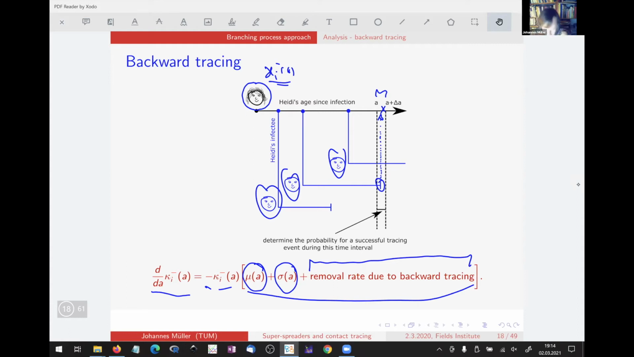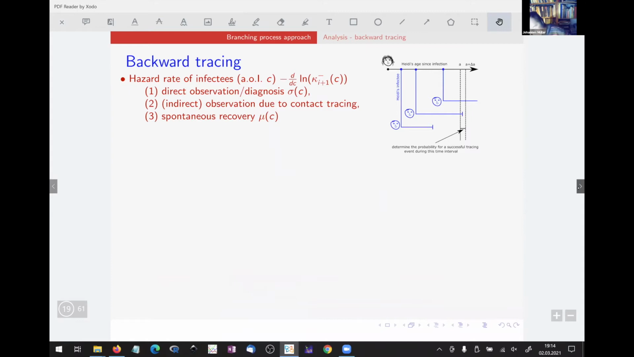The problem is that this might happen not only because this guy is directly observed, but it might be that this guy has also produced a secondary case, and this guy, the overnext generation guy, would be discovered, triggers a tracing event, and then in the second step also Heidi is traced. So we have to take into account this snowballing. How can we do that? So basically, we need, first of all, some information. How likely is it that such a guy is observed in a certain time interval, directly or indirectly?